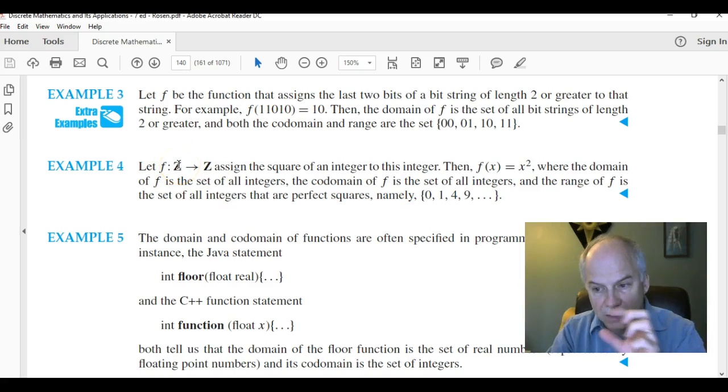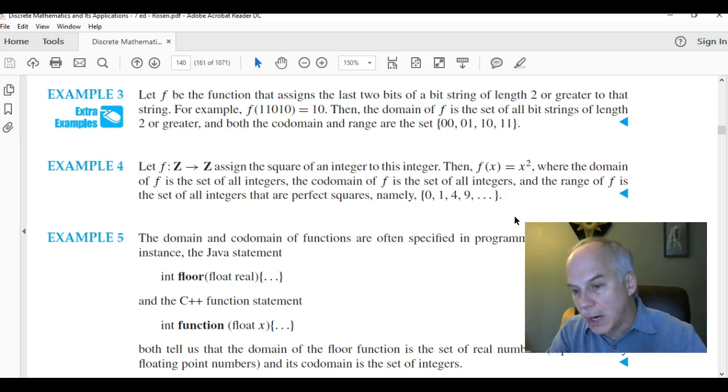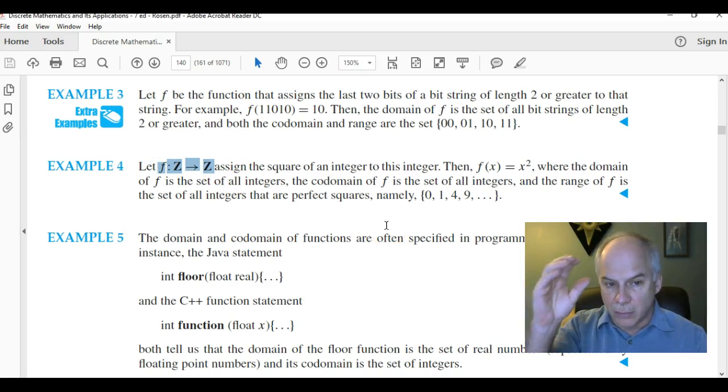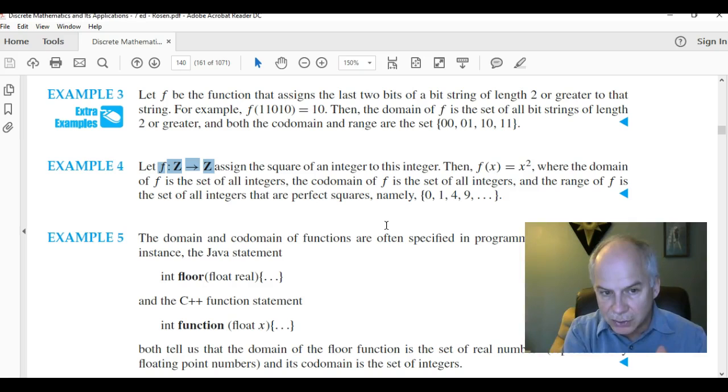So that's the Z set, the integers. It assigns the square of an integer to this integer. Okay. F of x equals x squared, where the domain is the set of all integers. The codomain of f is the set of all integers, and the range is the set of all integers that are perfect squares. So the way this is assigned, the domain is the integers, the codomain is the integers, but when you square an integer, you're only going to get certain values of integers. 0, 1, 4, 9, 16, 25, all the perfect squares, okay?